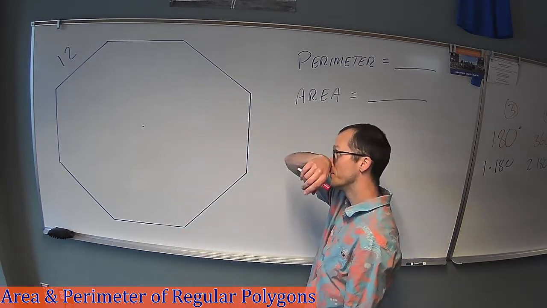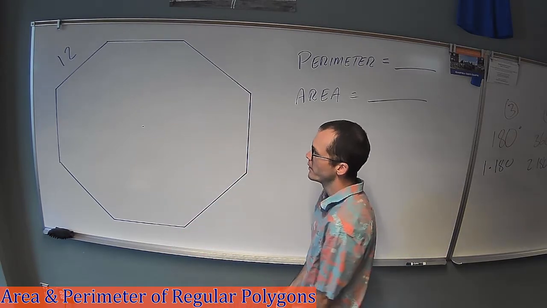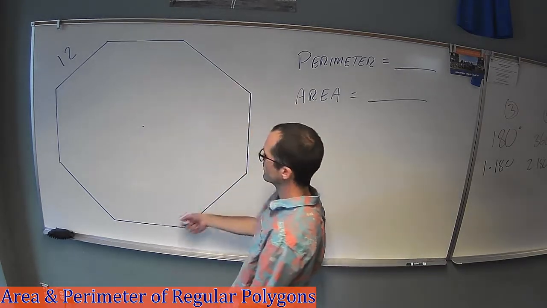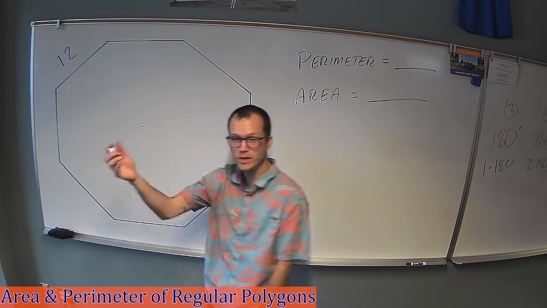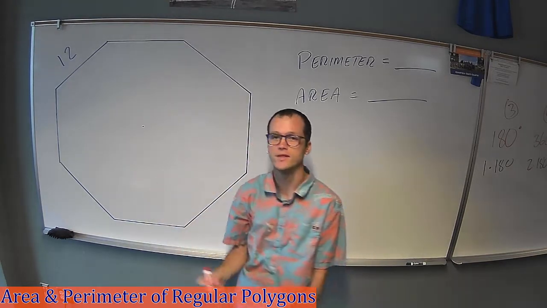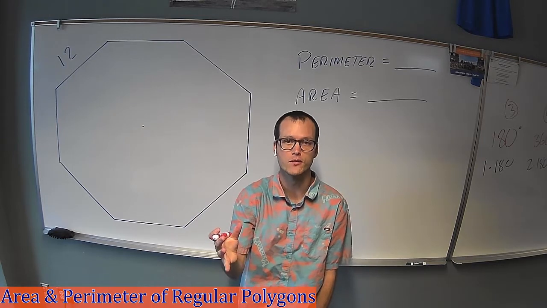So here's an example of a regular polygon, or my best attempt at it. This is an octagon. It's got 8 sides. If you count them up, you'll see 8. And I'm claiming that it's regular. It's designed to be as such. So all 8 sides have the exact same length. That's given information for you.